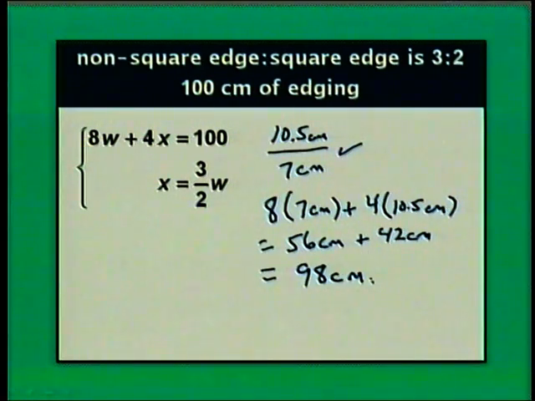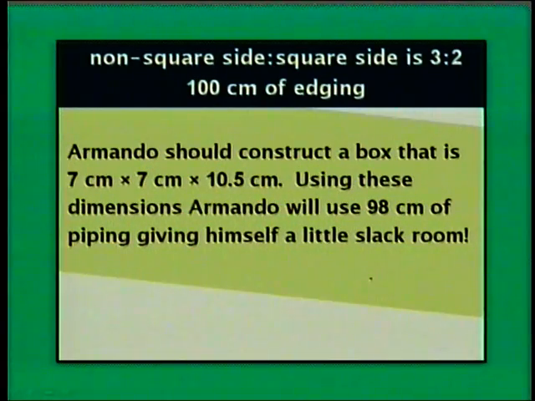But I deliberately chose to round down to give Armando a little bit of slack room. I'm going to make sure I include that in my conclusion. Armando should construct a box that is 7 centimeters by 7 centimeters by 10.5 centimeters. Using these dimensions, Armando will use 98 centimeters of piping, giving himself a little bit of slack room for creating the box.